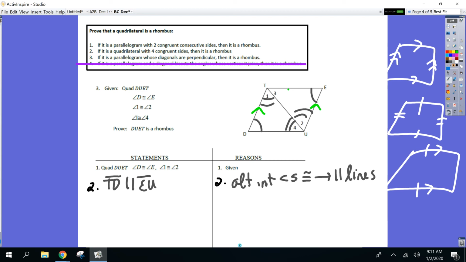I don't know. What do you already have, guys? I got D congruent to E. I got a pair of angles. I got 1 congruent to 2. There's another pair. And anybody see anything else I could do on my own? Reflexive? Can I prove these two triangles congruent? Don't forget where you came from. Come on. TU congruent to TU. Reflexive.